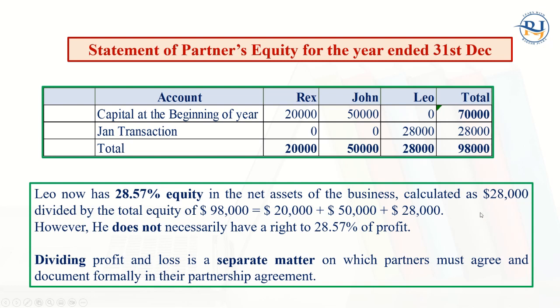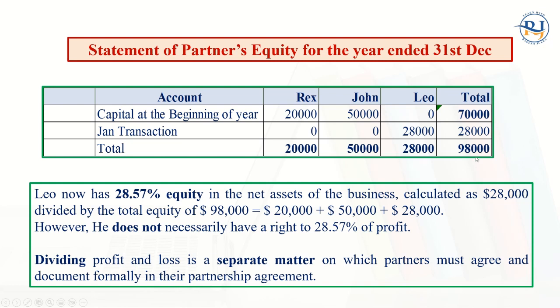So now we know that 20,000 plus 50,000 plus 28,000. What is that? This is the 20,000, 50,000, 28,000. The total is 98,000. The total capital in the partnership firm RJ Electronics company is 98,000. Now, if we say 28,000 divided by 98,000, that will be the equity share of Leo.